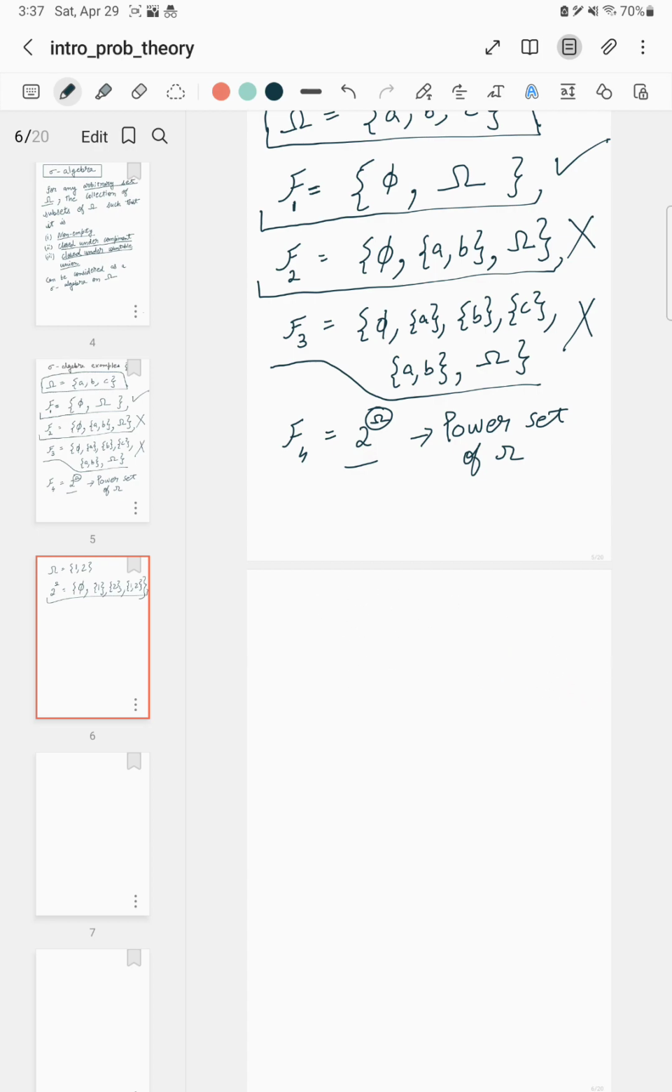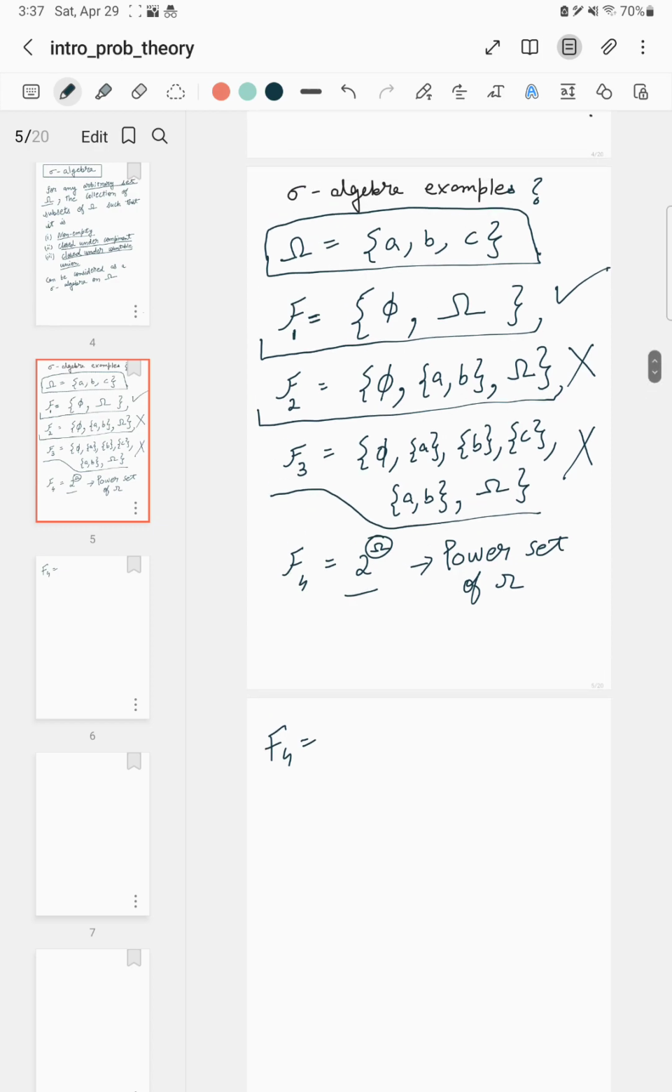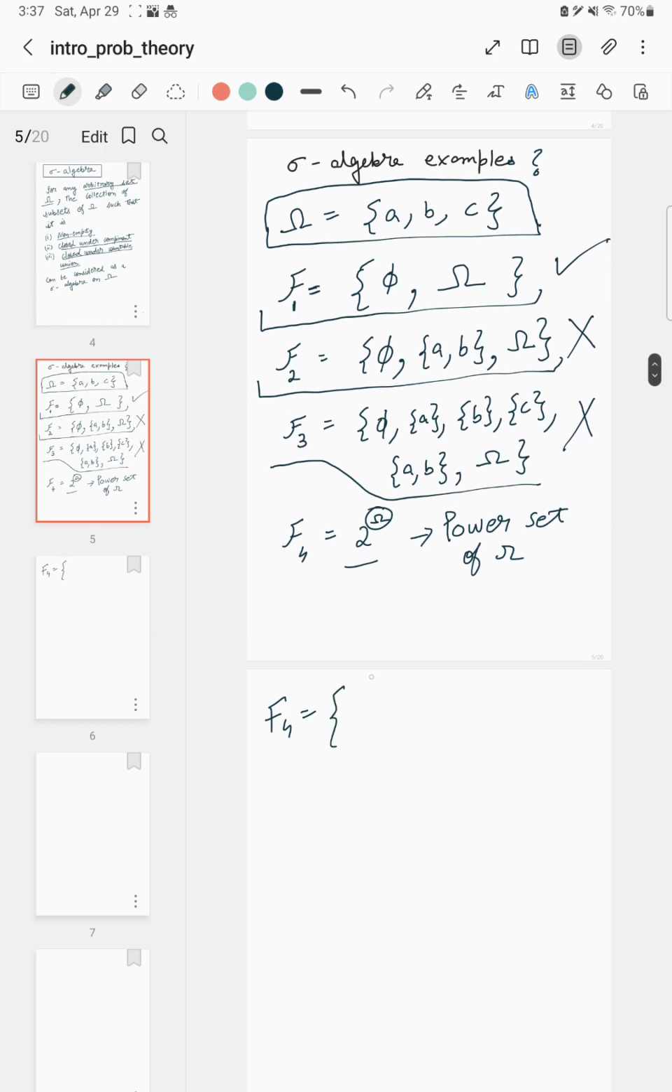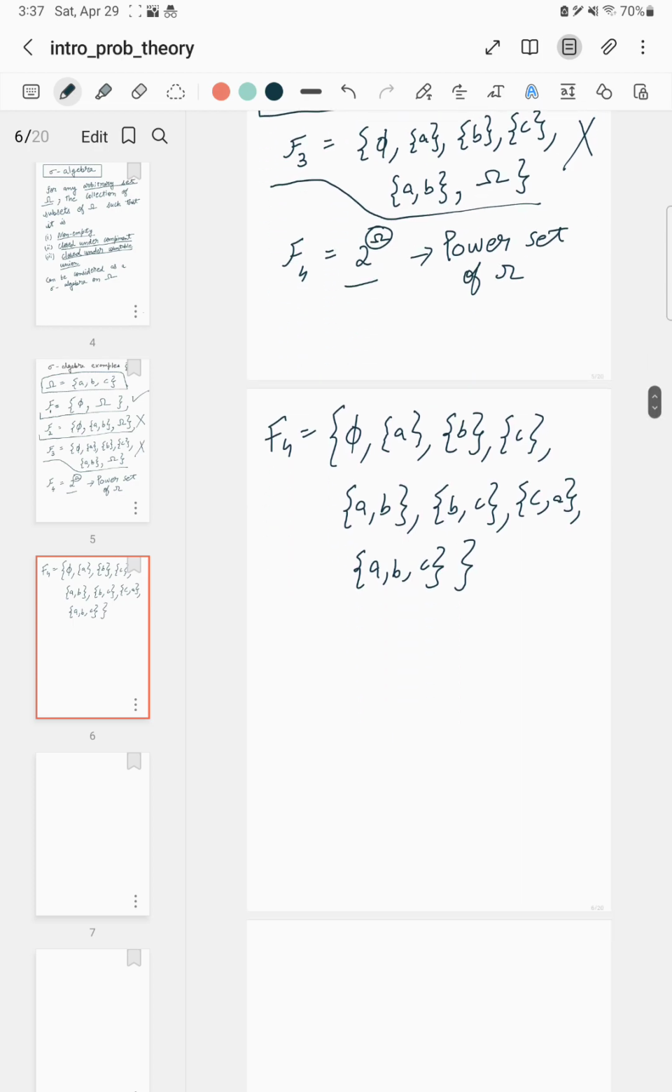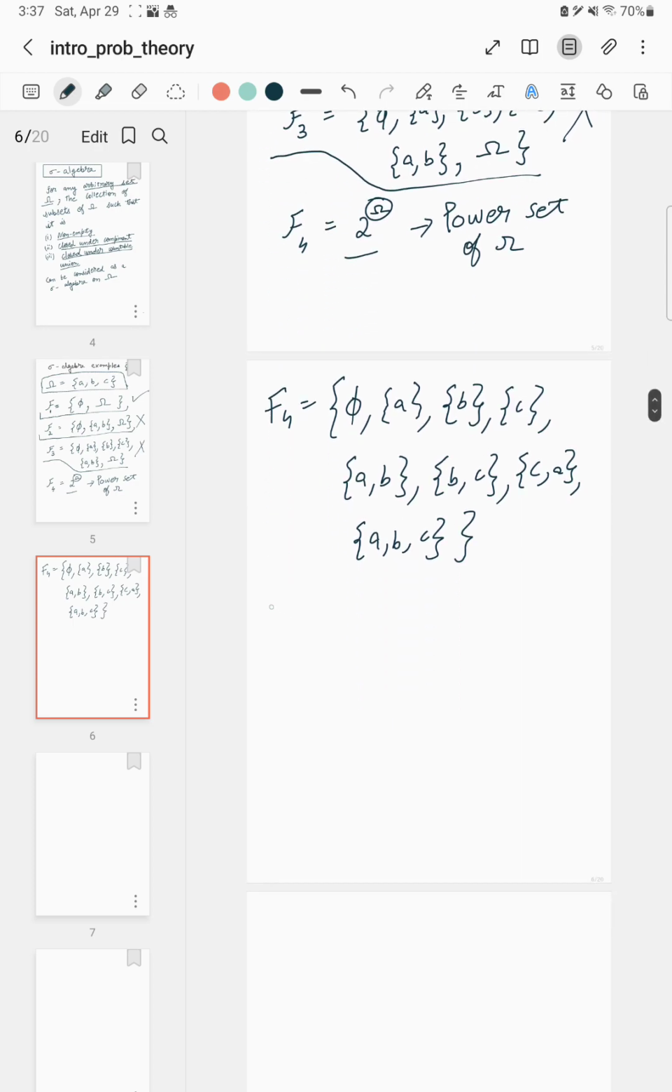So in the above example, F4 would be the set of all the possible subsets of omega, which is the null set, A, B, C, AB, BC, CA and ABC. Here we can see that this is clearly non-empty, so the first property is satisfied. The second property, closure under complement.